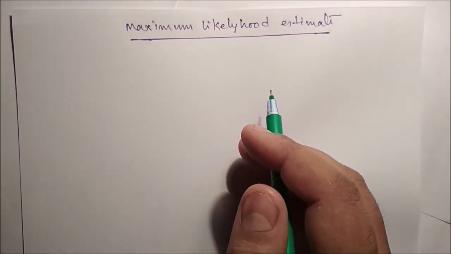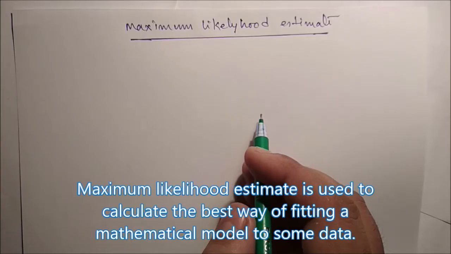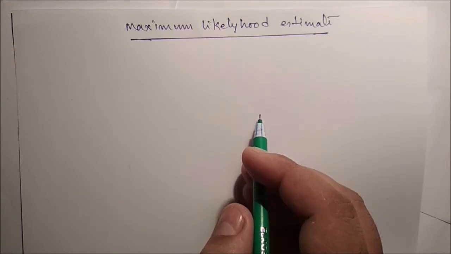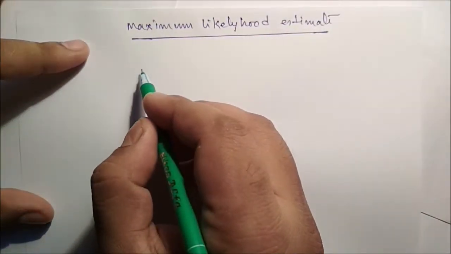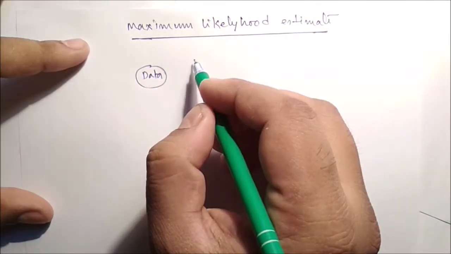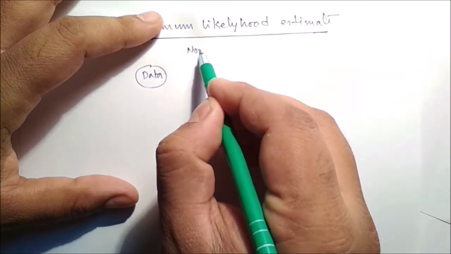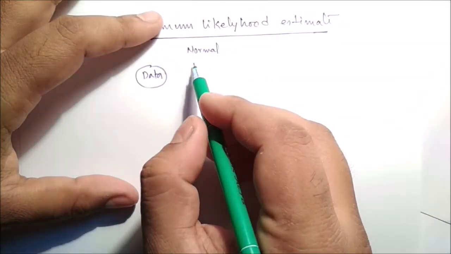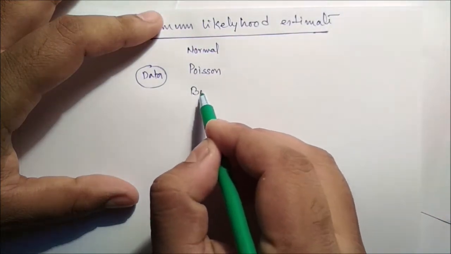Welcome back friends. Now in this video we'll discuss maximum likelihood estimate. Maximum likelihood estimate is used to calculate the best way of fitting a mathematical model to some data. Suppose a few models are there. The question is, suppose we have some data and we have a set of distributions. It may be the normal distribution, it may be the Poisson distribution, it may be the binomial.